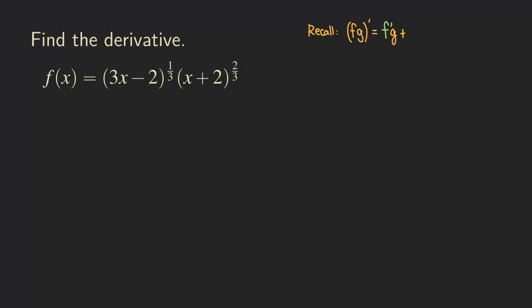And then for the second term here, you copy down the first function, so we do not touch the first function, and then we are going to take the derivative of the second function. Okay, so what we are going to do right now is start applying the product rule.